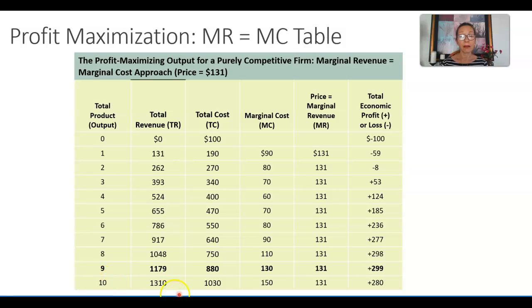Unit number 10, it costs us $150 to produce, and we're getting $131 in revenue. So in this case, definitely we do not want to produce unit number 10 because it's costing us more to produce than we are getting in terms of revenue.